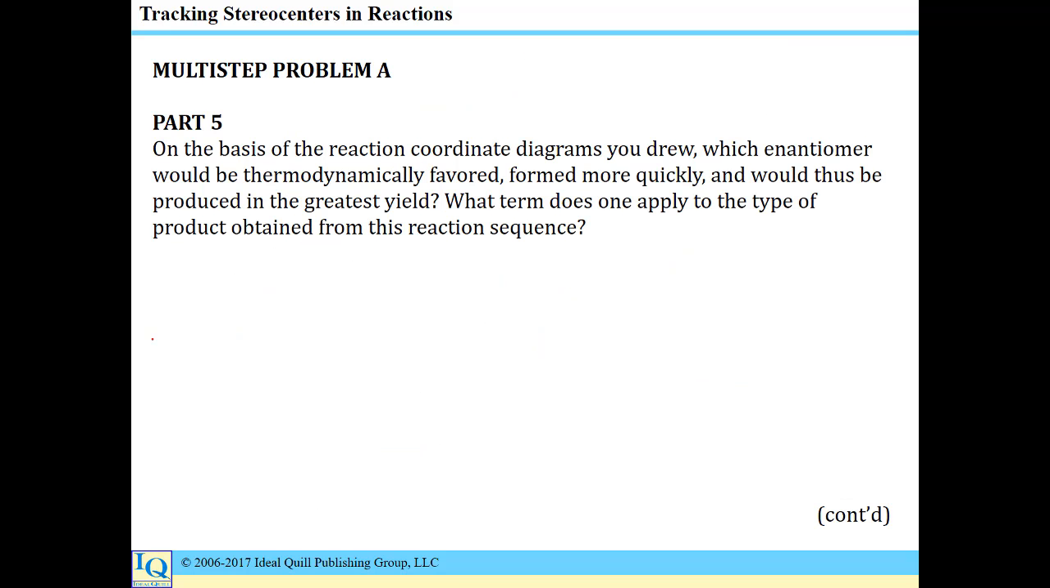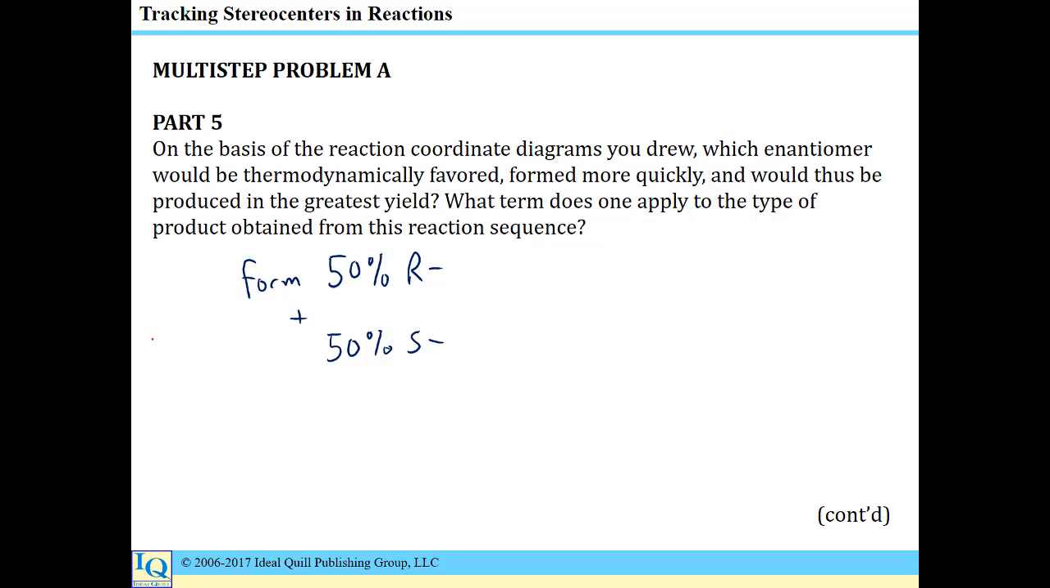In the fifth and final part of this question, we are asked, on the basis of those coordinate diagrams we just drew, which of the two enantiomers would be thermodynamically favored more and more quickly and would thus be producing the greatest yield? Well, this is almost a trick question because both of those two enantiomers have the same stability. They go through the same intermediate, same transition states. They would be formed in completely equal amounts. So we would certainly expect that we'd form an equal amount of the R and S isomers.